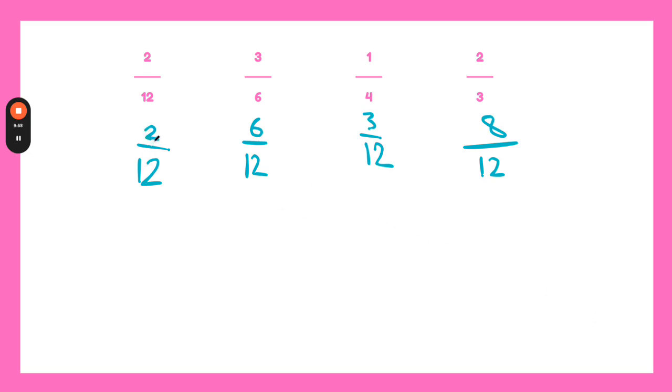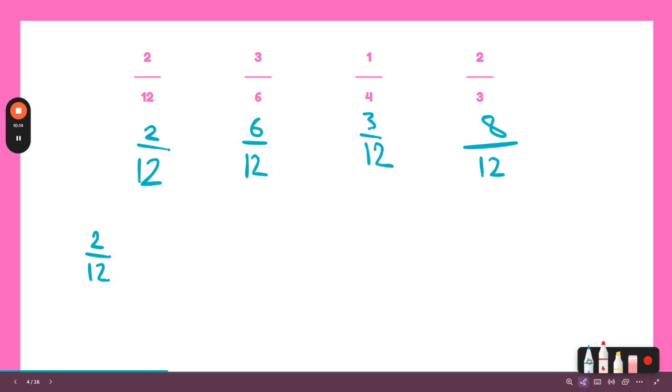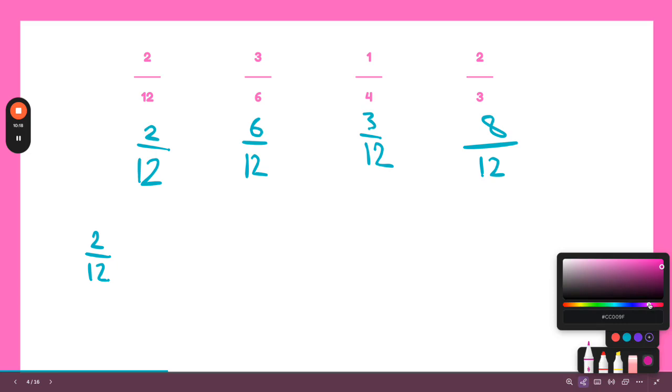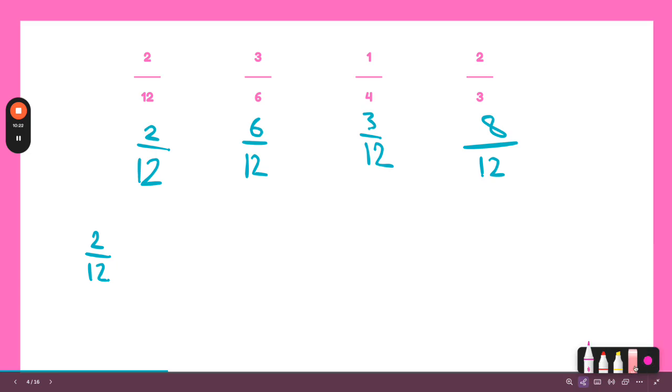So the smallest number between 2, 6, 3 and 8 would be 2. So our smallest fraction would be 2 over 12. I use a different colour to make the difference clear. Two over 12.